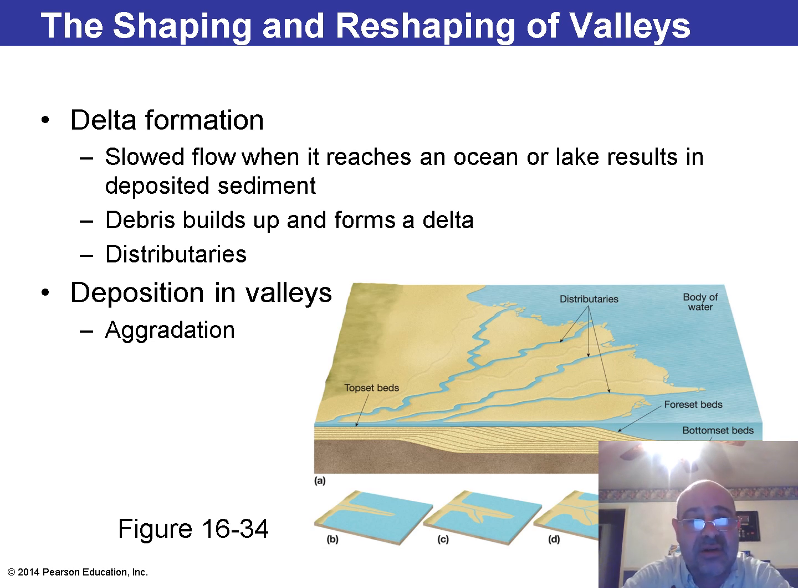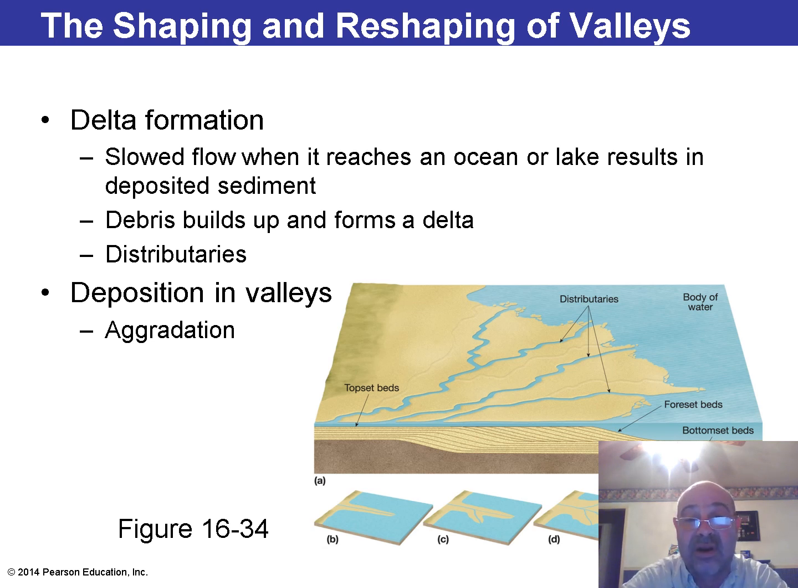Delta formation. Flow slows when it reaches an ocean, again, because that ocean's pushing back on it. You have to have a lot of water flow. The Mississippi and the Amazon have a lot of water flow. Okay, now, the Amazon doesn't have a delta. The Mississippi has a delta. We'll explain that here in a minute.